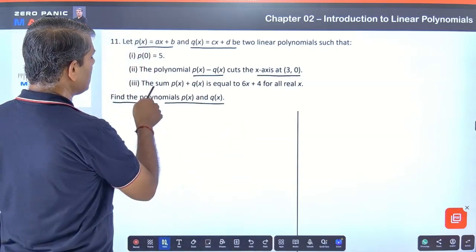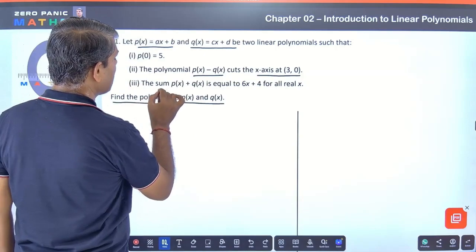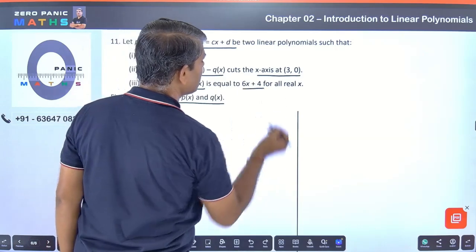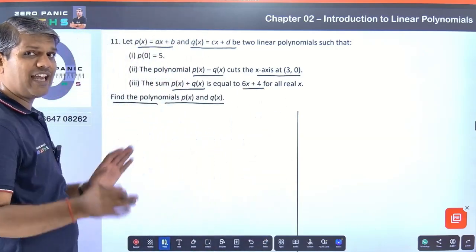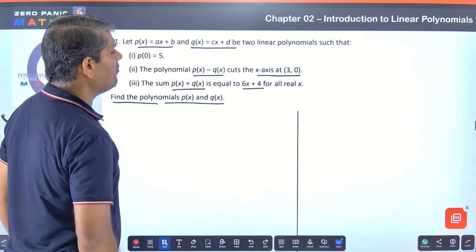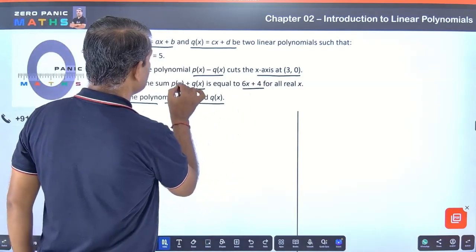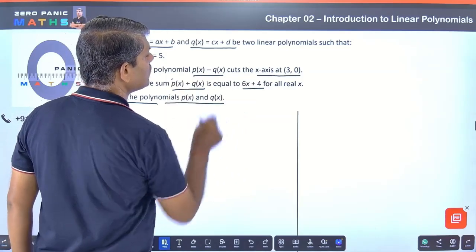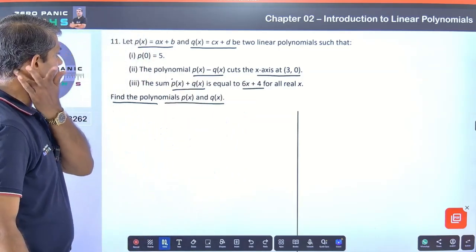Okay, there is one more piece of information given for that. The sum of p of x and q of x is equal to 6x plus 4 for all real x. For all real values of x, the sum of both polynomials is equal to 6x plus 4, a linear polynomial.